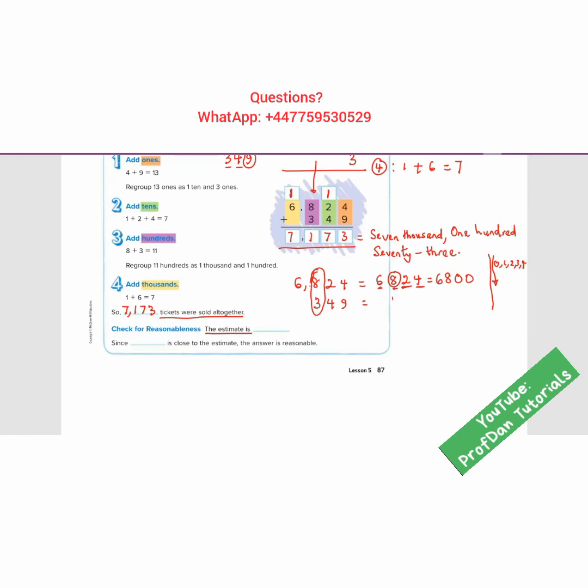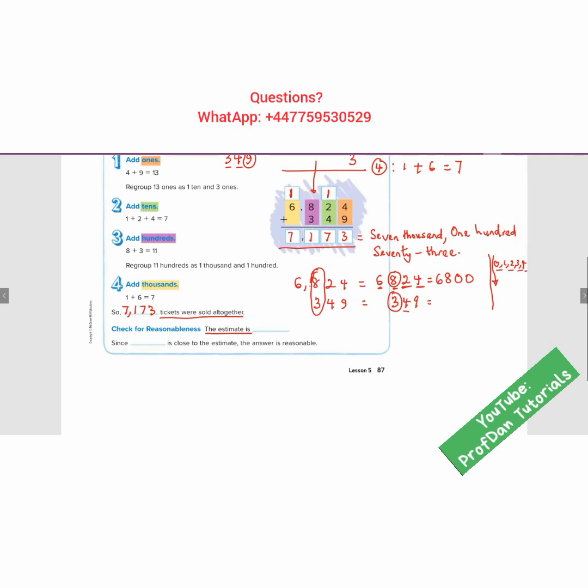Next, let's look at the number 349. The same thing, let's circle the hundreds place number, which is 3. The number next to it is 4. 4 also falls in this category, which is less than 5.